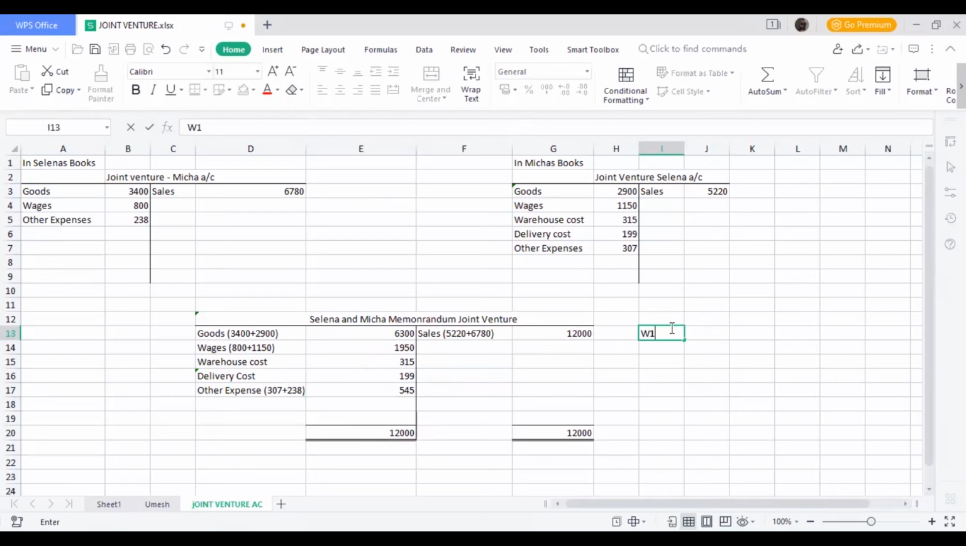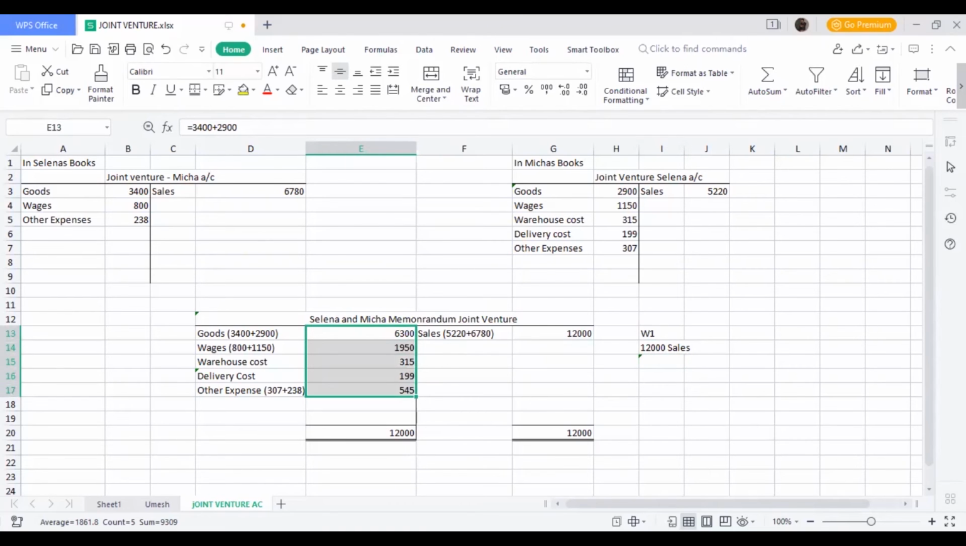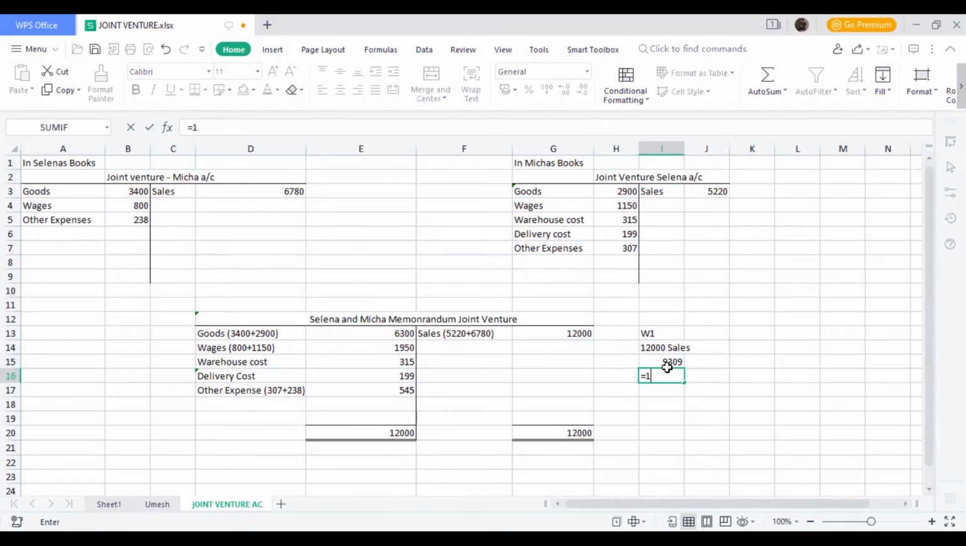So I'll write here working one to find the profit. So 12,000 was your sales. When you deduct it, this side is going to be 9,309. So I'll take 9,309. Okay, so I'll take 12,000 minus 9,309. And as the sum says, they are dividing the profit, Selena into two and Micha into one basis. That's how they have agreed the proportion. So let's calculate the proportion.